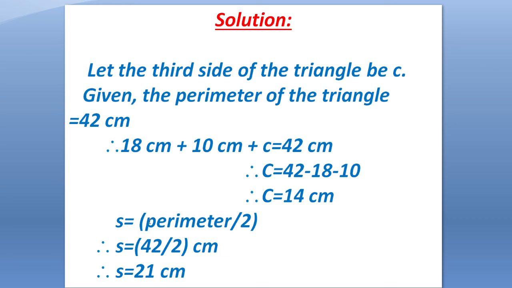So semi-perimeter is equal to perimeter divided by 2. Perimeter is 42 given. So therefore S is equal to 42 divided by 2 centimeter. Therefore S is equal to 21 centimeter.